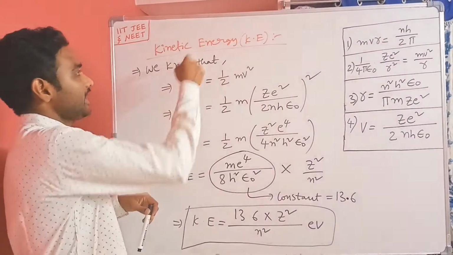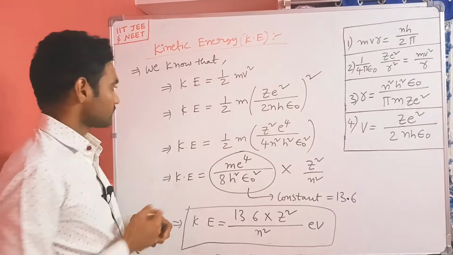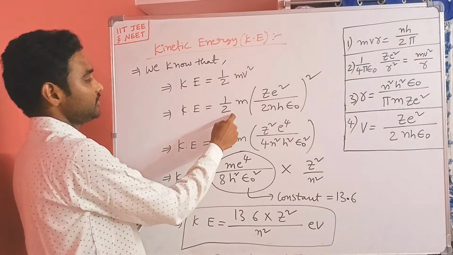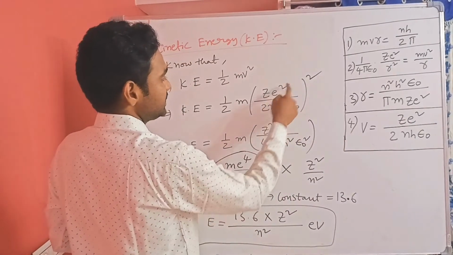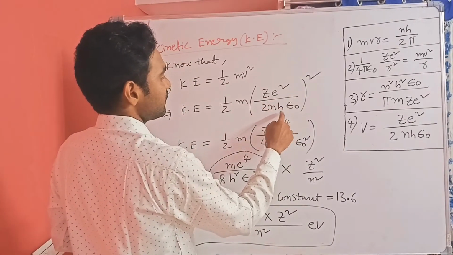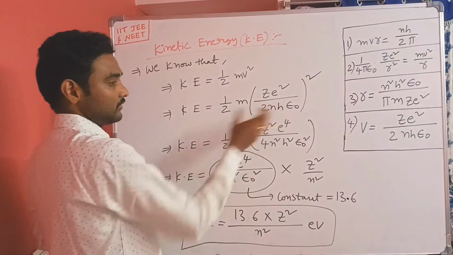Okay, next see. Next let me calculate kinetic energy. We know that kinetic energy K is equal to half m v square. So K is equal to 1 by 2 m. V value we know, velocity. You have to substitute here, Z e square by n h epsilon naught whole square. This is the V value.